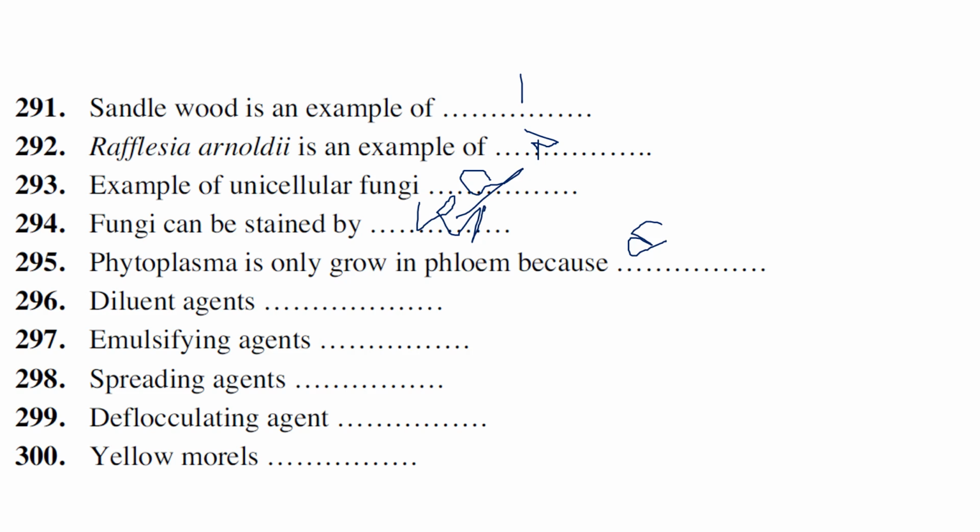Deflocculant agents: materials like milk, plant gum, resins and gelatin can be used as deflocculant agents. So which are morels?